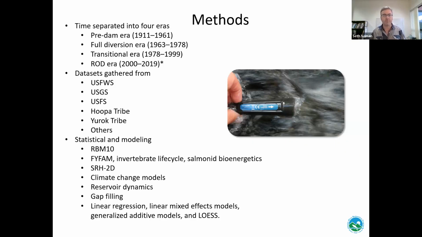We gathered a lot of data sets from all over, from different tribes and agencies, and used a variety of models to evaluate temperature effects on not only the river, but also frogs, insect generation time, things like that. Here's a list of models. RBM10, which Eli mentioned before, he's doing some work updating. FIFAM is the foothill yellow-legged frog assessment model. SRH2D is a hydraulic model, and various other ones there.